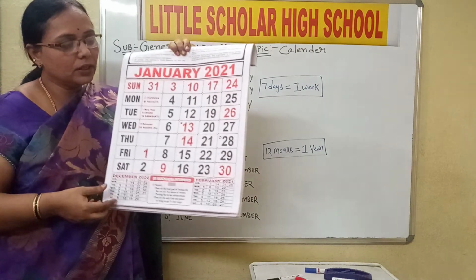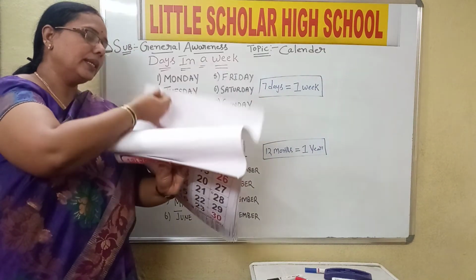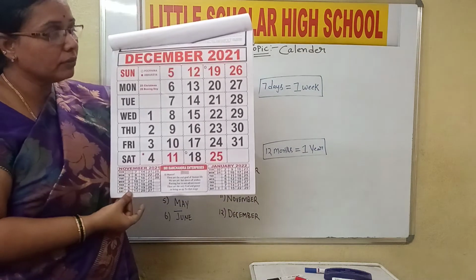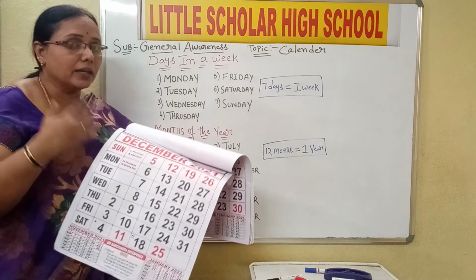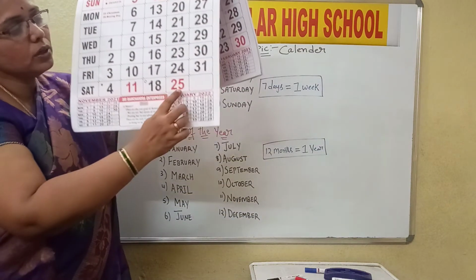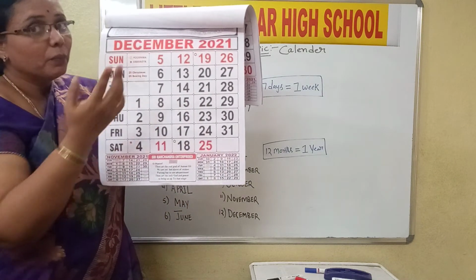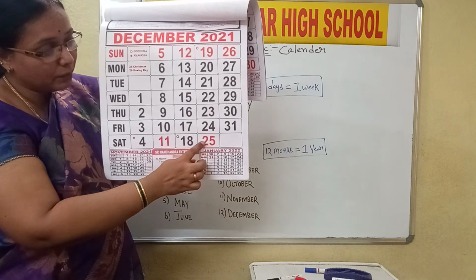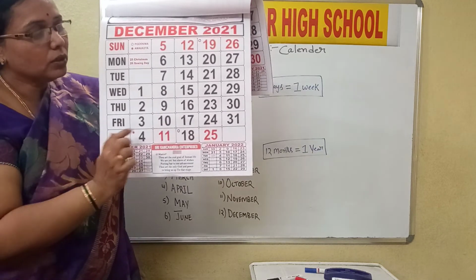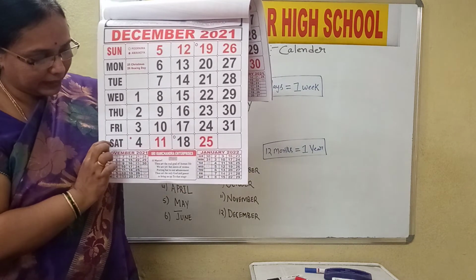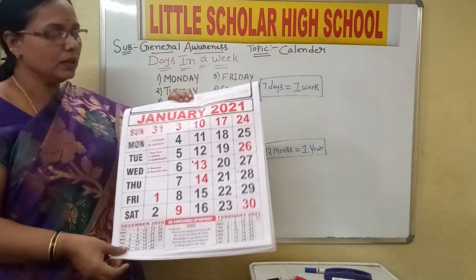Understood how to look at the calendar? Now for example, we said that we celebrate Christmas in the month of December. So when is Christmas celebrated? 25th December. Again, I don't know the day. So I will go to 25th December. Which day is it coming? Check. Yes, it is Saturday. So Christmas is coming on Saturday, that is 25th December. So this is the way we look at the calendar.